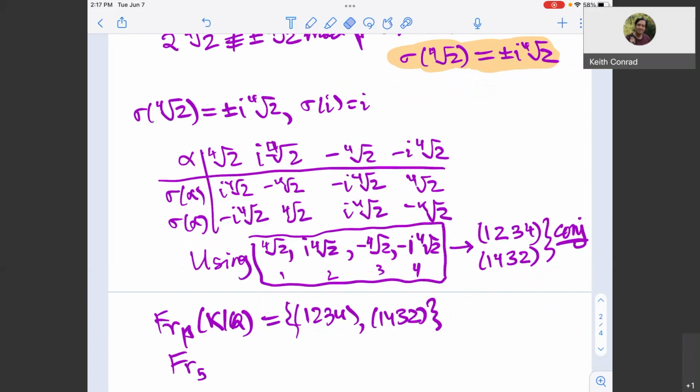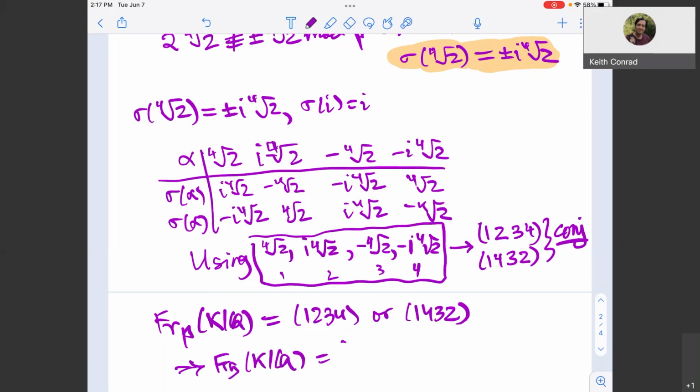excuse me, I'm sorry. That was not correct. I should have said, it's this or this, depending on the prime ideal. And so the Frobenius conjugacy class associated to 5 is the set consisting of these 2 permutations of the roots that are elements in the Galois group. And so you get a single conjugacy class in the Galois group.